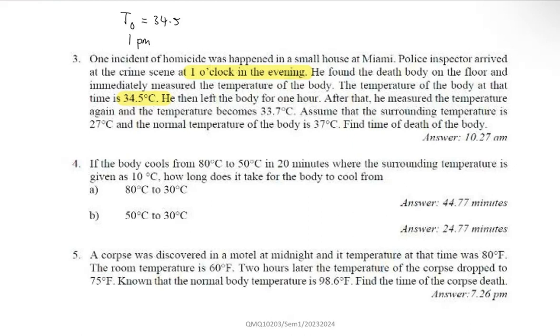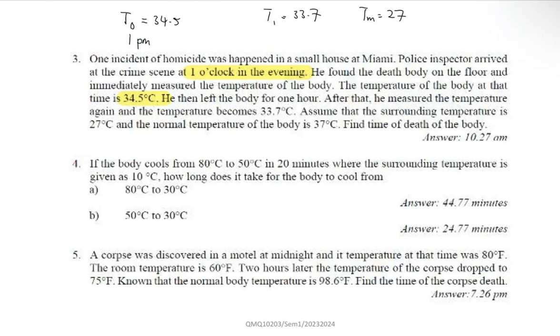In example number 2, we measured T in minutes. In this example, we measure T in hours. So after 1 hour, T1, the temperature became 33.7. Assume that the surrounding temperature is 27, so Tm is 27. And the normal temperature of the body is 37. Find the time of death of the body.